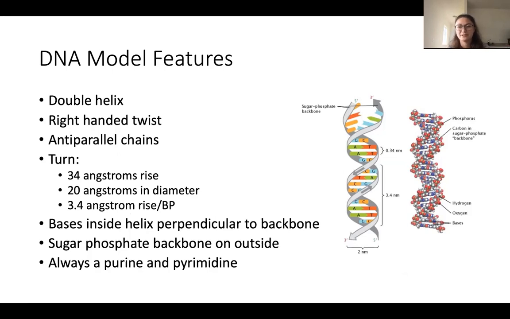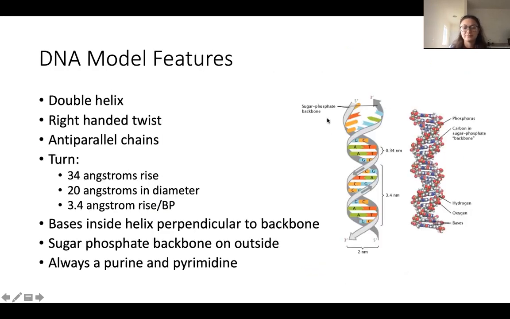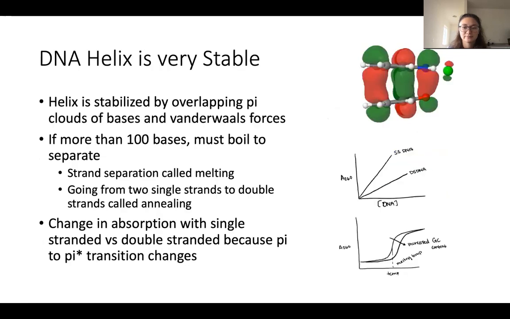The bases are inside the helix and they're perpendicular to the backbone, and the phosphate backbone is on the outside, which makes sense because the phosphate backbone is very hydrophilic, so we'd want that exposed to the outside, and also the phosphates can help protect the DNA from nucleophilic attack, which I just think is really cool. And you always have a purine bonded to a pyrimidine, and the reason for that is specifically because of this same C1 prime to C1 prime distance. If you had two purines bonded together, the DNA would be really fat in that region, and then it wouldn't have all this nice structure, so that's why we only see purines and pyrimidines bonded together.